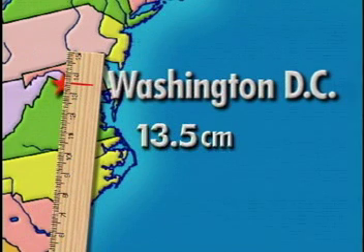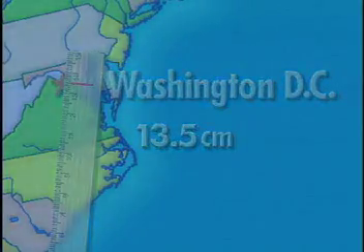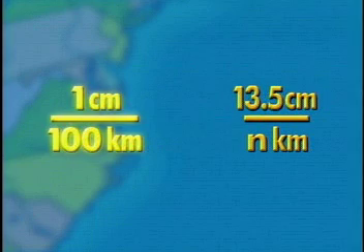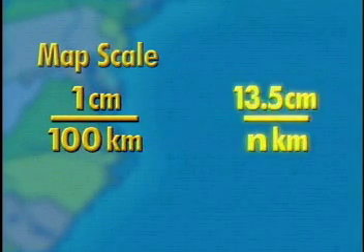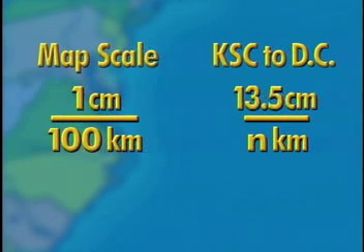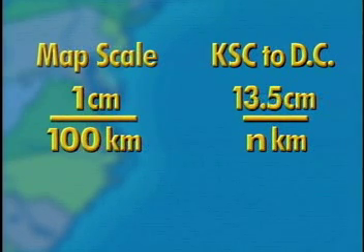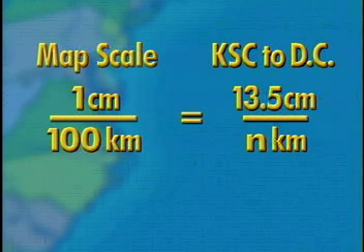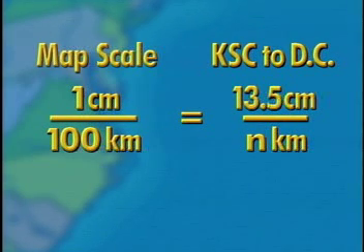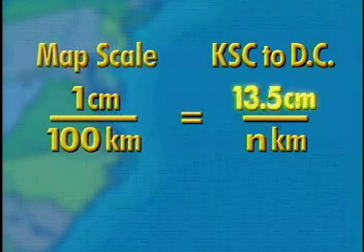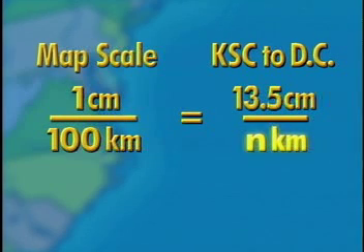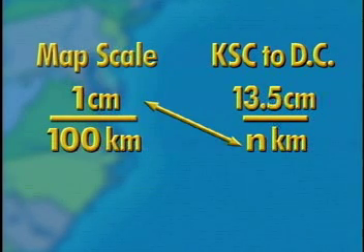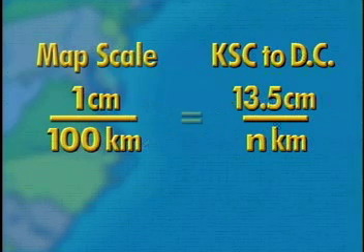Now we have all the information we need to set up our proportion. Remember, guys, a proportion is a pair of equal ratios. The first ratio is the map scale, and the second ratio is the distance from Kennedy Space Center to Washington, D.C. Let's set these two ratios equal to each other. N represents the distance that we are trying to calculate. This proportion can be read as 1 centimeter is to 100 kilometers, as 13.5 centimeters is to n kilometers. In a proportion, the cross products of the two ratios are equal.